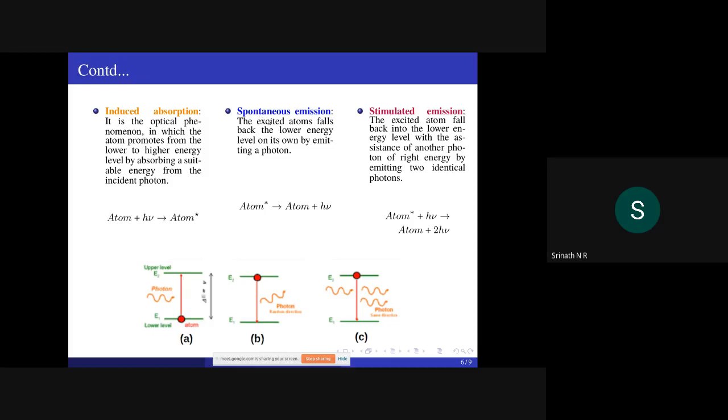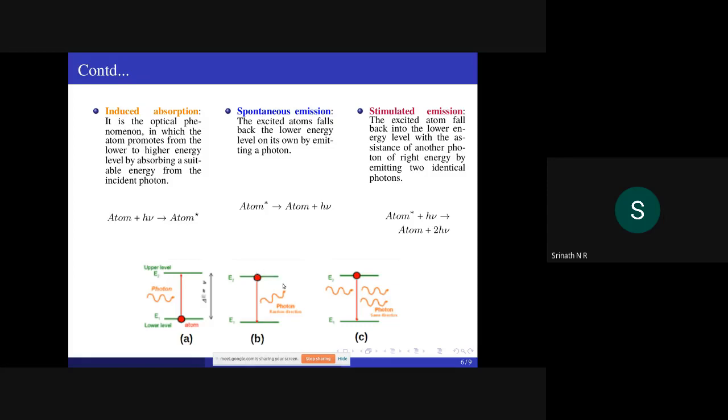Second interaction, spontaneous emission. The excited atom falls back to the lower energy level on its own by emitting a photon. Mathematically, one can mention here the excited atom decays to ground state on its own with the emission of a photon with the energy h nu. The energy of the photon is equal to the energy gap between the lower and higher energy levels.